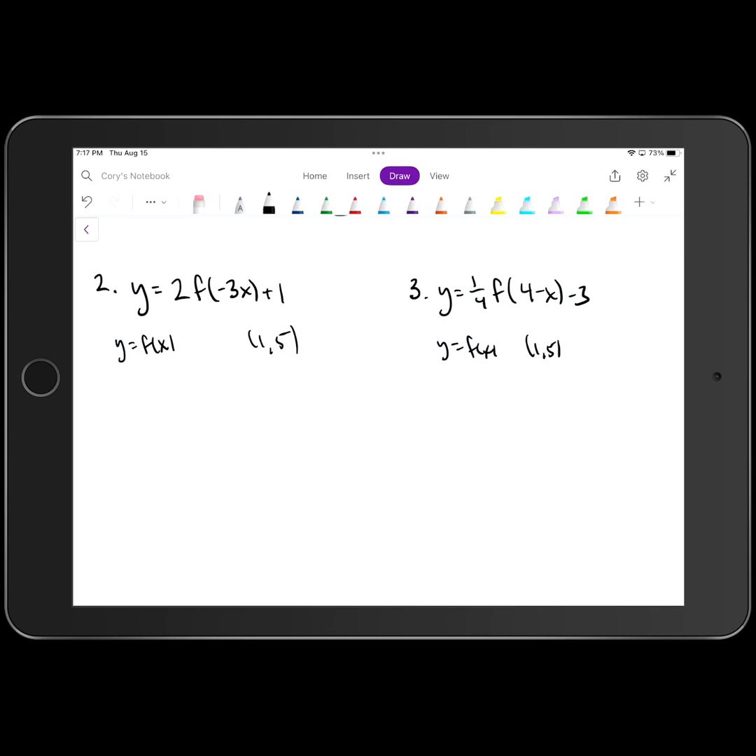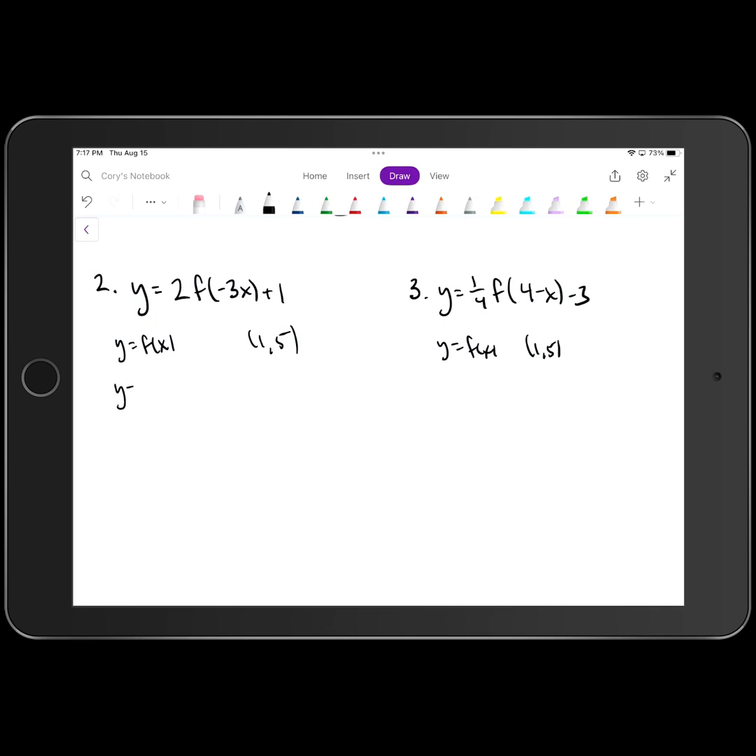All right, so let's check and see how we did here. Again, with both of these functions, we're going to start with the point (1, 5) on the graph of y equals f of x. Now, when I look at number 2, there is no horizontal shift to be performed here. So I'm just going to work from inside of the function out and then do the vertical shift last.